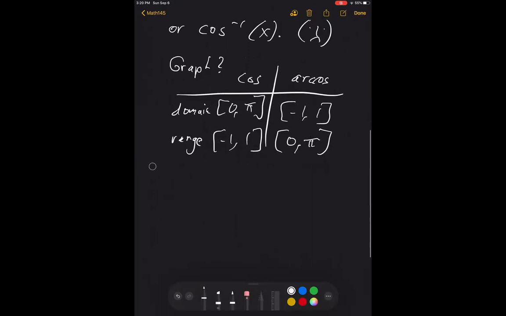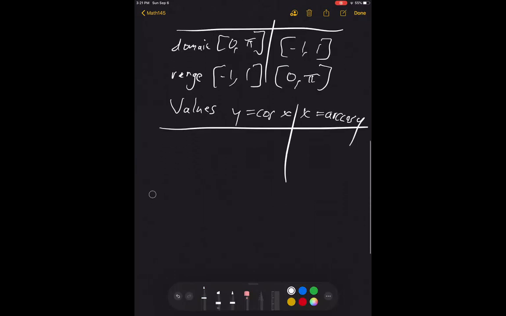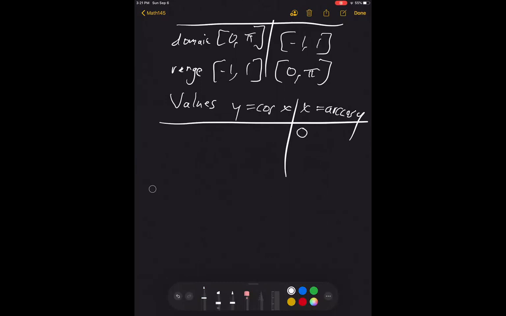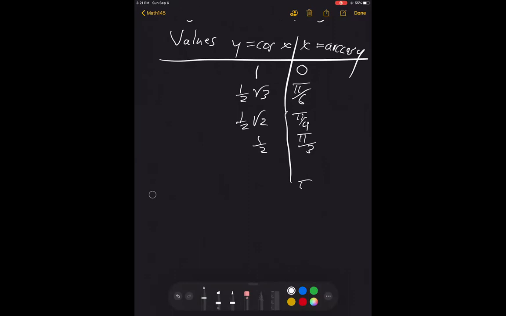We still want to sketch that graph, but I'm going to just make a table with a couple of convenient values. Y is cosine x, and x is the arccosine of y. So if x is 0, the cosine of x is 1, and that's the y. If x is pi over 6, the cosine is 1/2 square root 3. X is pi over 4, cosine is 1/2 square root 2. X is pi over 3, cosine is 1/2. And let's skip a couple nice angles. If x is pi, the cosine is -1. Okay, one more. In between pi over 2, the cosine is 0.